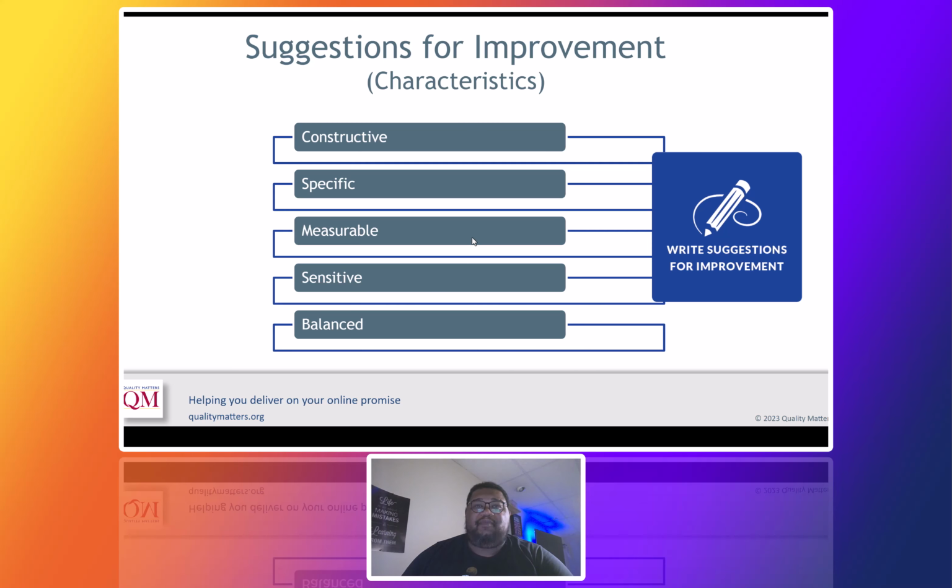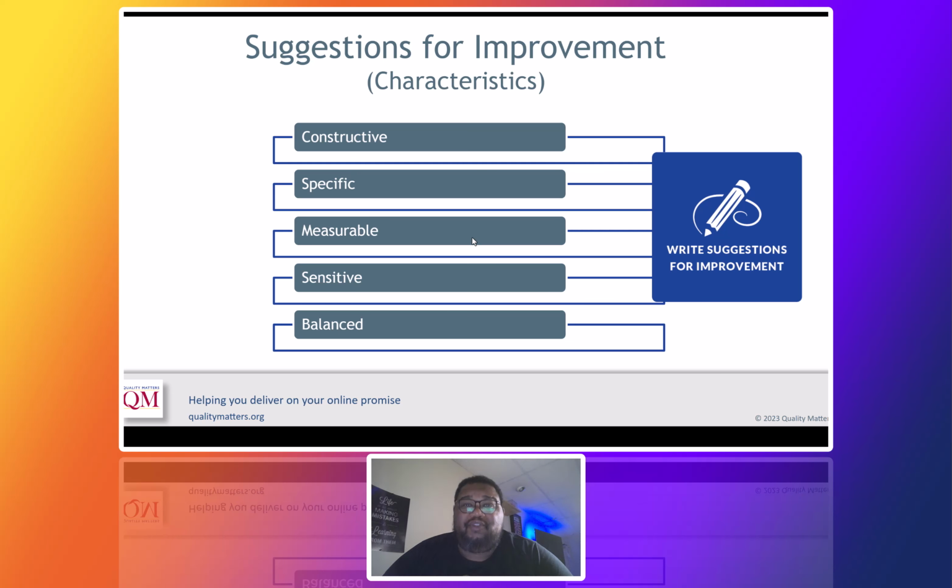Next, you have specific. Suggestions for improvement are explicit about what might be improved, where it might be improved, and how it might be improved. It's not just enough to say, do this, add a statement, or fix that. Be specific with the evidence you observe, the suggestions you make for improvement, and how to implement those suggestions. Remember, what, where, and how.